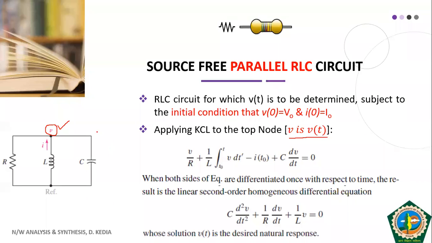If we apply KCL to this node, we know that according to KCL, the sum of currents at a particular node is equal to 0. So if we apply KCL at the node designated as V, the current going out through this branch will be V by R. The current going out through this branch will be i equal to C dV by dt, that we have already seen in our capacitor concept building slides. Then this is the inductor.